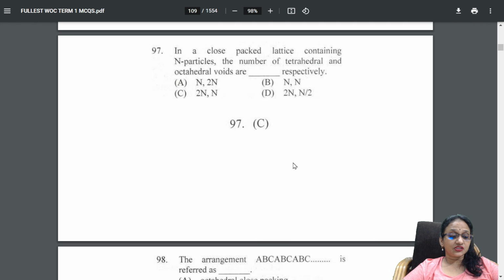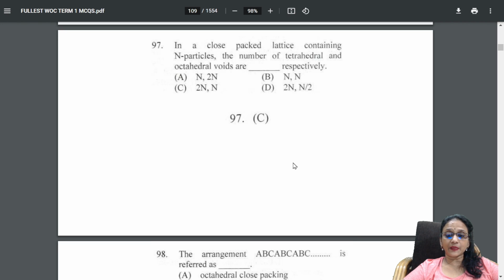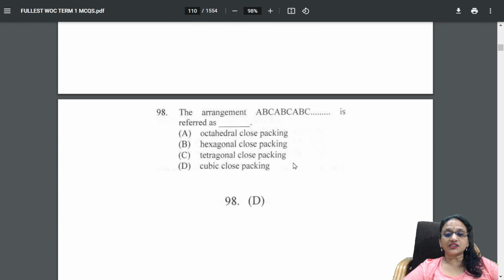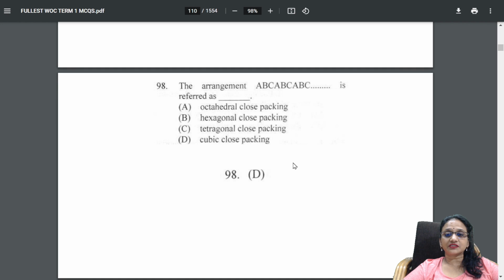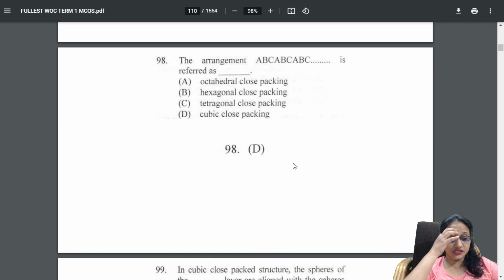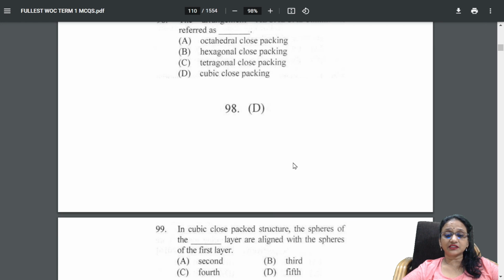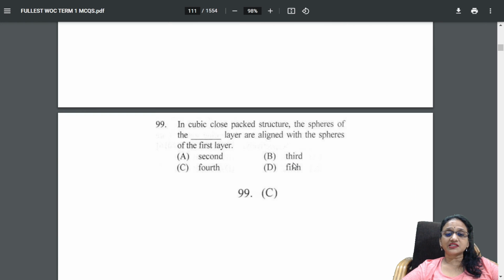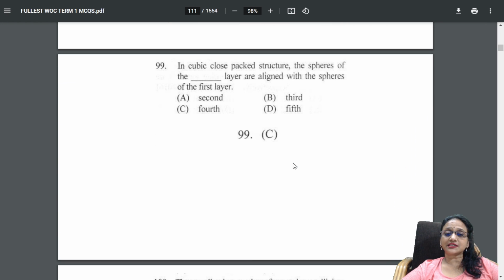All right. So TVs are 2N and OVs are N. N is nothing but the number of atoms. Okay. Then gradually we are going into this. Perfect. The ABC packing arrangement is there. All right. So next comes cubic close packing structures. Okay, are aligned with the sphere. The first sphere, how is it aligned?